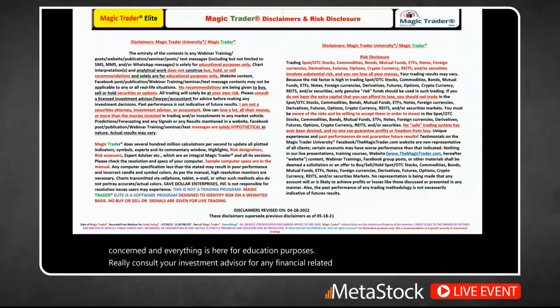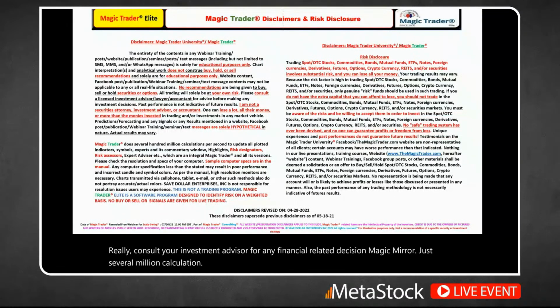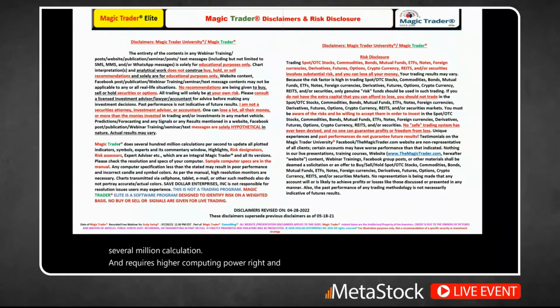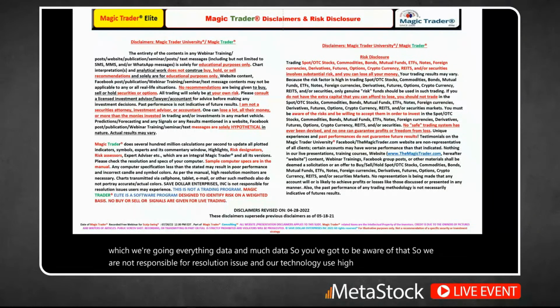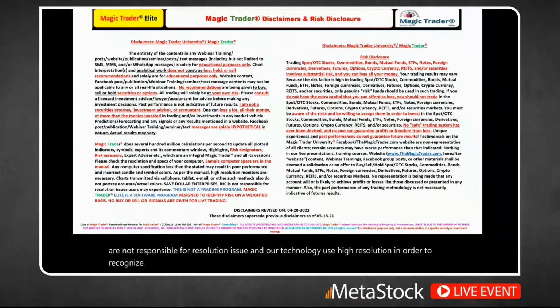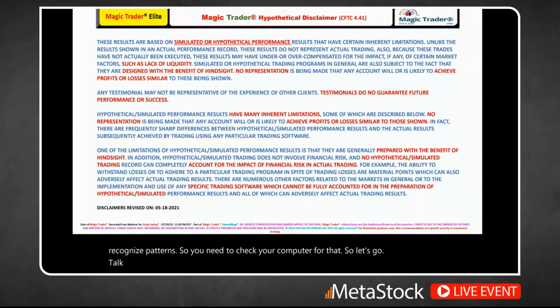Magic Trader does several million calculations and requires higher computing power, right? And that's the nature of the latest technology, the way in which we're going, everything data and much data. So you got to be aware of that. We are not responsible for resolution issues, and our technology uses high resolution in order to recognize patterns, so you need to check your computer for that. So let's go talk about the CFTC 4.41 rule.